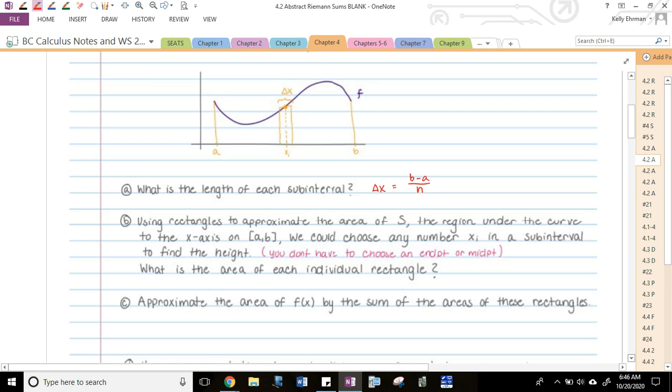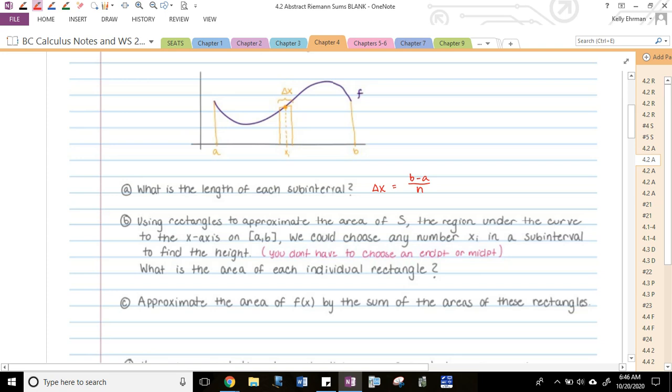Using rectangles to approximate the area of S, the region under the curve to the axis on a to b, we could choose any number of xi in a subinterval to find its height. Basically, you don't have to choose an endpoint as your starting point. You don't have to make it a midpoint to make the height of that rectangle.